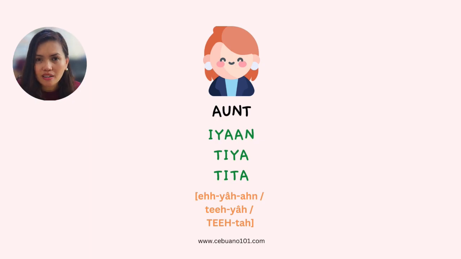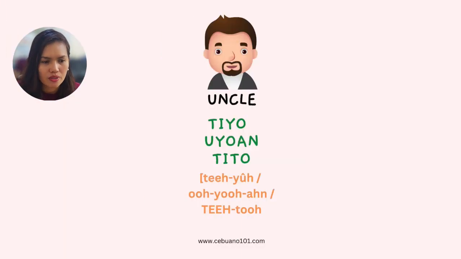Next one, we have uncle, uyuan. The same with the aunt, we have 3 words for uncle as well. So, uncle is uyuan. Next is tio, and the last one is tito. For me, I usually use tito if I address my uncles, or to.